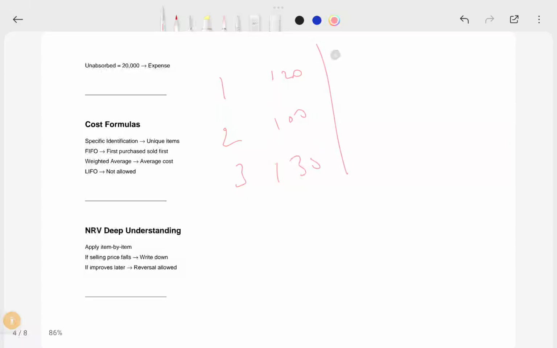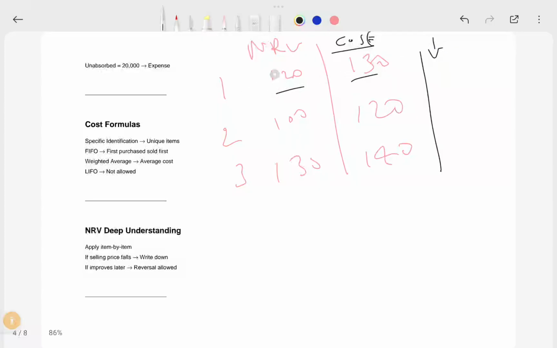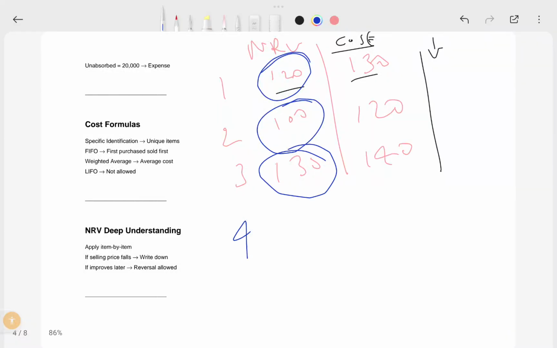And the costs for these items are 120, 130, 140. In this situation, this is NRV and this is cost. Then we need to check whichever is lower. Here we need to value at NRV. Here we need to value at NRV. Here we need to value at NRV. Whichever is lower.